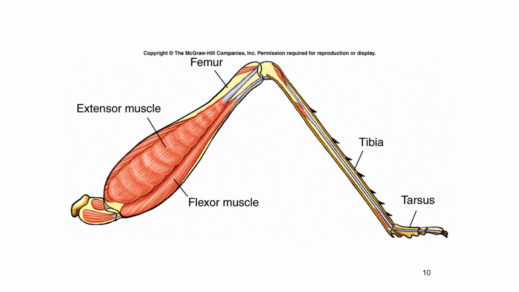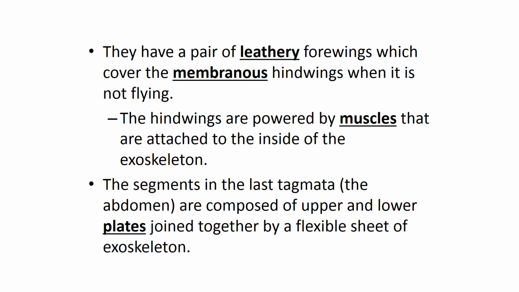Here's an up-close view. You can see the little spines on the last part of their leg there, the tibia area. But they do have a little femur. Even though they don't have a bone inside, it's still called a similar name as it is in our bodies. They will have a pair of leathery forewings, which cover the membranous hind wing when it's not flying. The hind wings are powered by muscles that are attached to the inside of the exoskeleton.